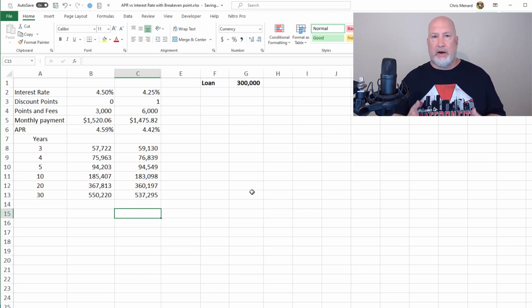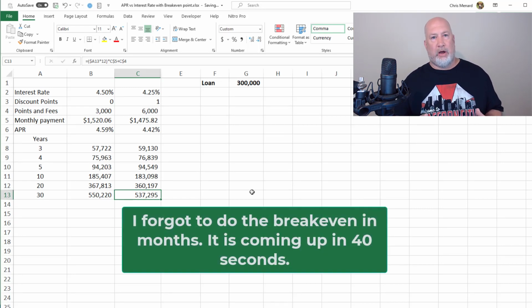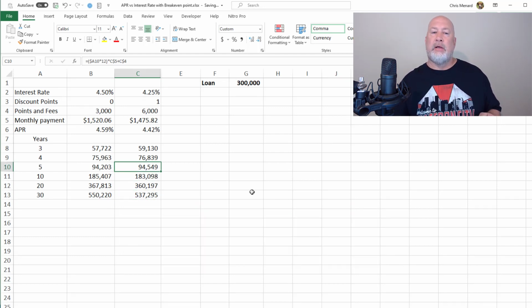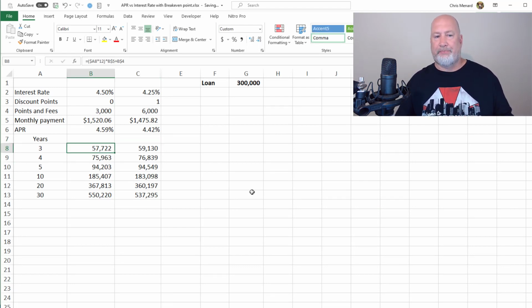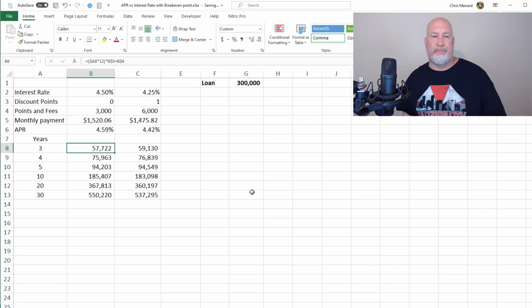So always be careful with APR. It's great to look at if you know you're going to be in the home for at least the full amount of the loan or the term, the 30 years, or if you have a 15-year loan, 15 years. But if you're not going to be in that home the entire time, this is a great spreadsheet to calculate why you may take a higher interest rate and a higher APR over a lower one.